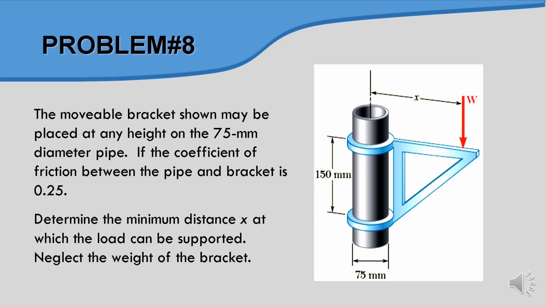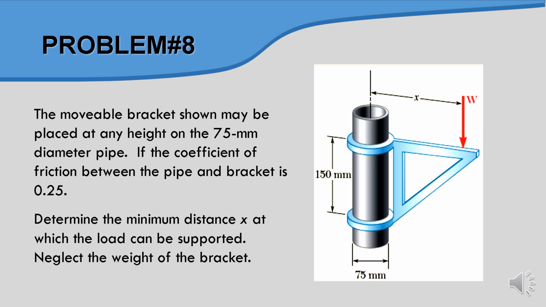And finally, we will look at a different application in problem 8. We have a bracket which slides on the cylinder. This bracket is applied with an external force W at a distance X from the center of the cylinder, and the distance between the higher and lower bracket is 150 mm, and the diameter is given as 75 mm. If the coefficient of friction between the pipe and bracket is 0.25, determine the minimum distance X at which the load can be supported. How far from the center of the cylinder can we apply the external load? Neglect the weight of the bracket.